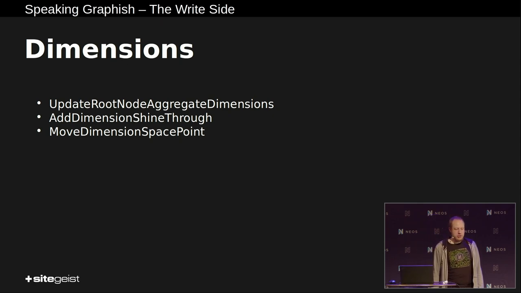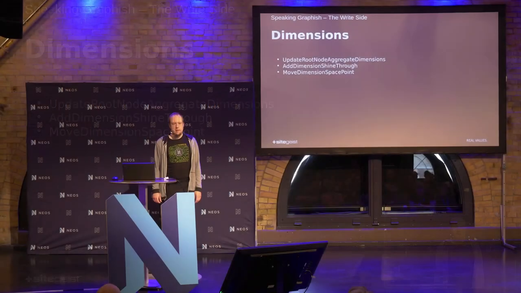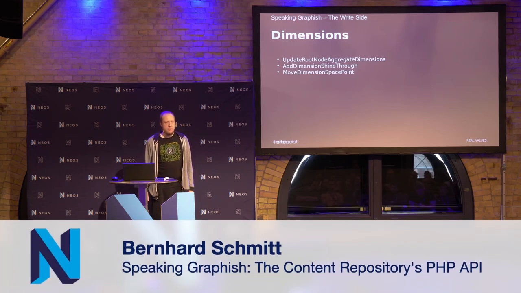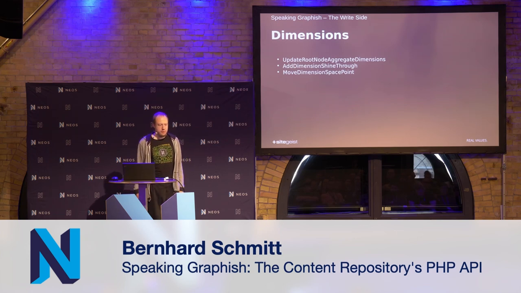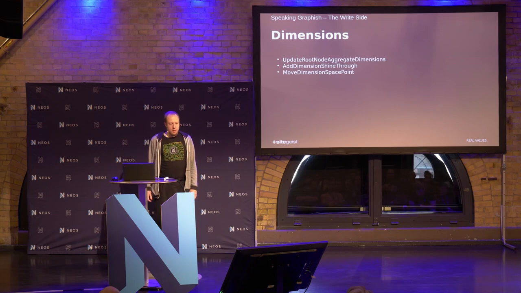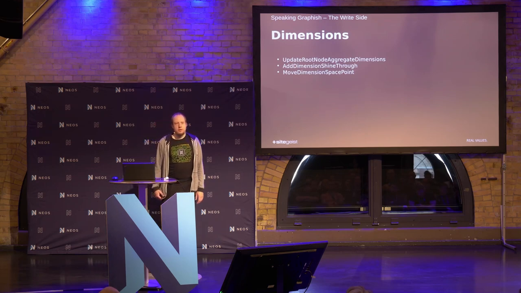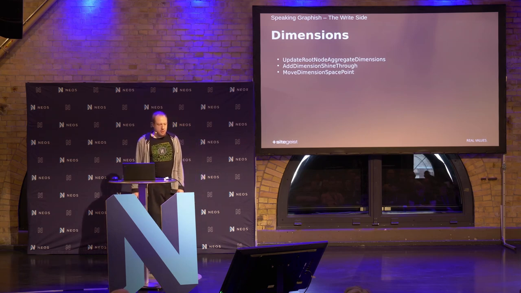Okay, then we have some dimension adjustments that became necessary since the fallback mechanism is now a write side problem and no longer a read side problem. So for example, these root nodes are always available in all dimension space points. So if you add a dimension space point by, for example, adding a new language variant, then this has to be adjusted in the database as well. That's what this update root node aggregate dimensions command is for. Then we have add dimension shine through, and I guess there will be a remove as well. For example, if you add another language with fallback to some other language, then these fallback edges in the graph have to be added as well. And you can, of course, move dimension space points, for example, if you rename a language.